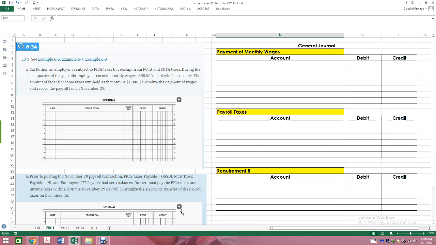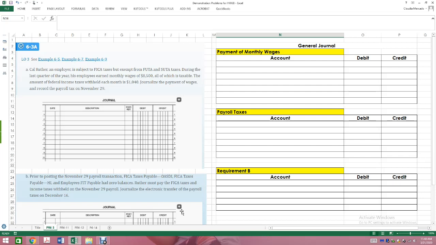During the last quarter of the year, his employees earned monthly wages of $8,500, all of which are taxable. So they're letting you know that none of the employees have earned more than the cap. The amount of federal income taxes withheld each month is $1,040. They're asking us to journalize the payment of the wages. That's the first entry. And then the payroll tax on November the 29th. So we have two entries associated with this. First is recording the payment of the actual wages to our employees. And second is to record the payroll taxes that the employer is liable for.